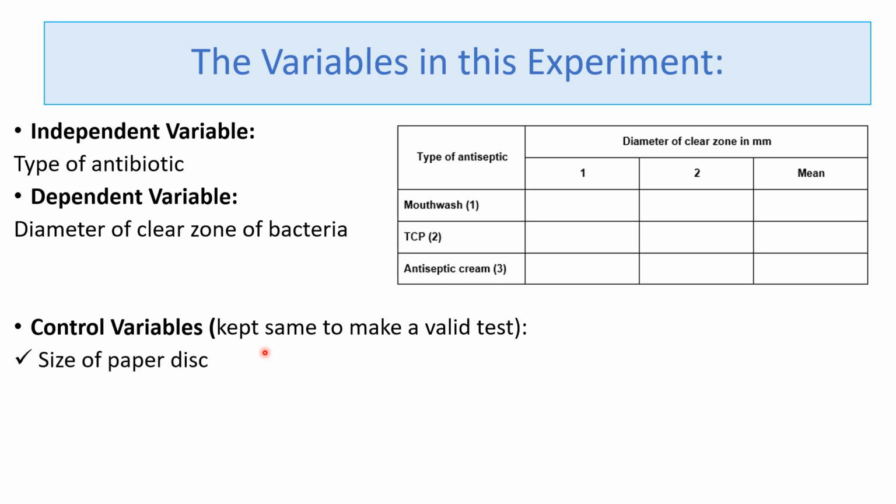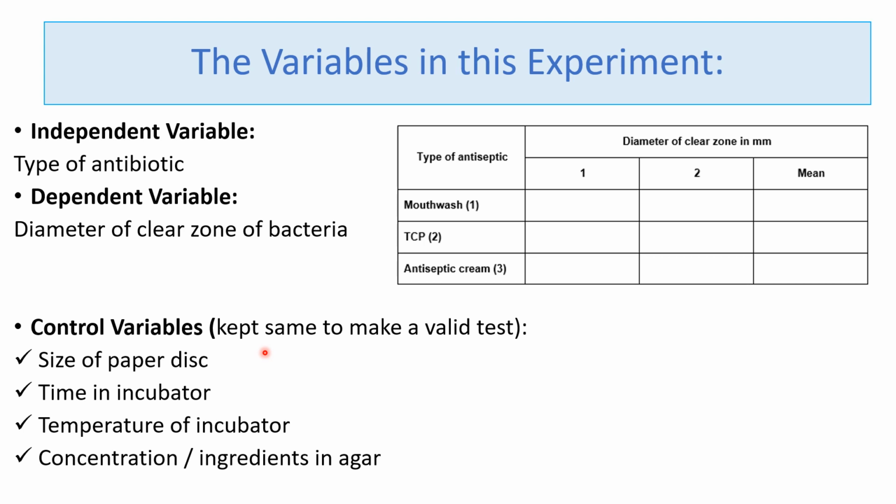So the size of the paper disc would be a good example, the time in the incubator, so 48 hours, the temperature of the incubator, 25 degrees C, and maybe the concentration of agar that you've used or the ingredients in the agar in any different petri dishes that you have used. But I would suggest the top 3 are the ones that you would recommend.